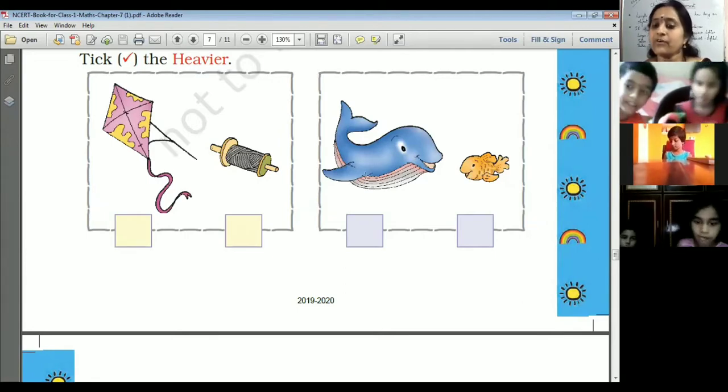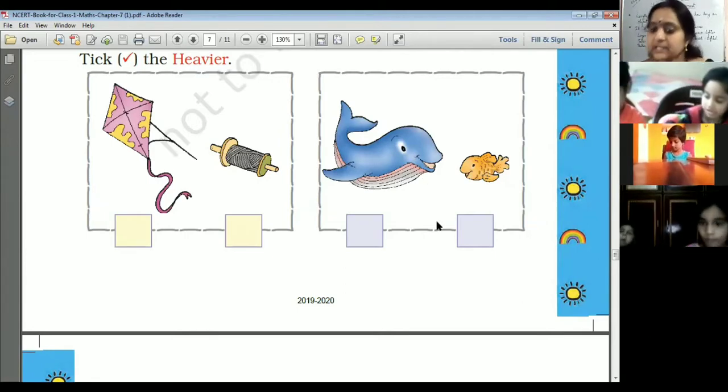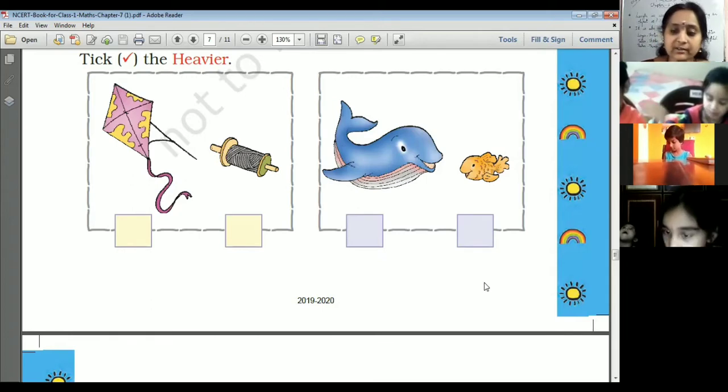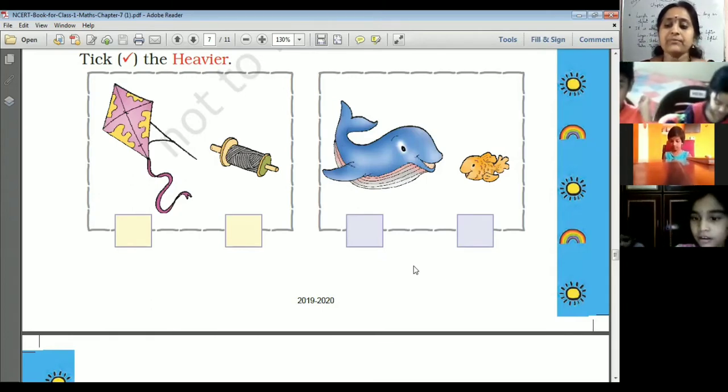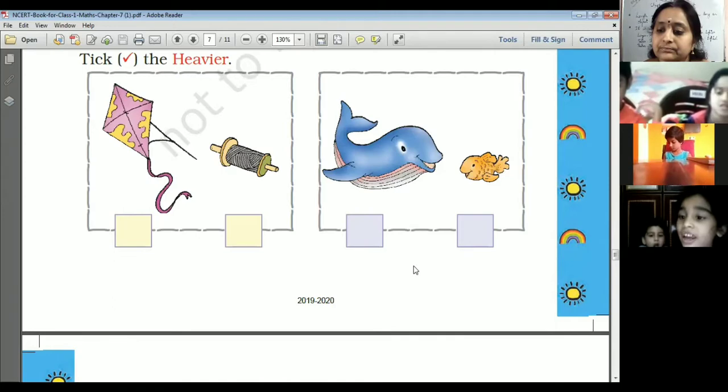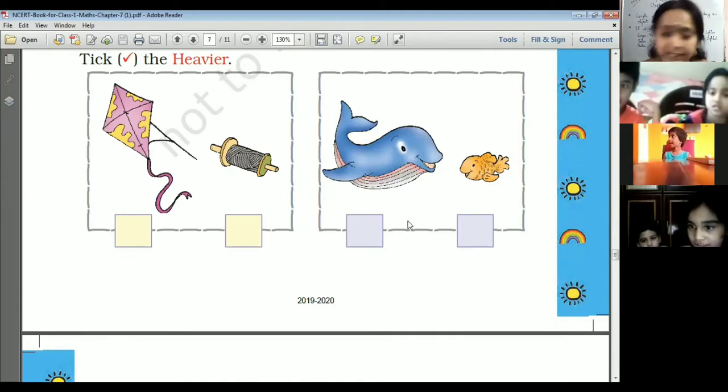Now here, Harinya, we have a whale and a fish. In these two, which one is heavier? Heavier means more weight. The whale. Very good. Tick it here.